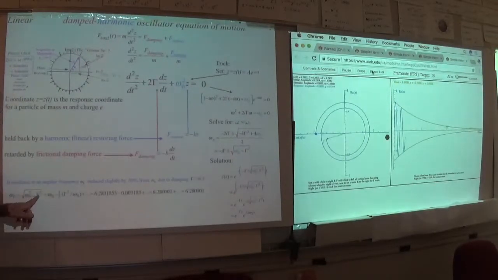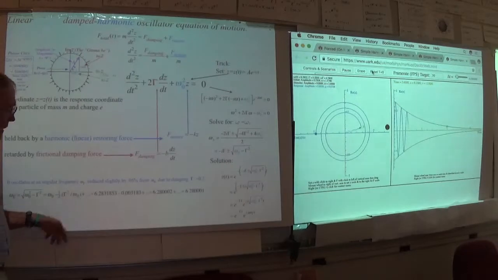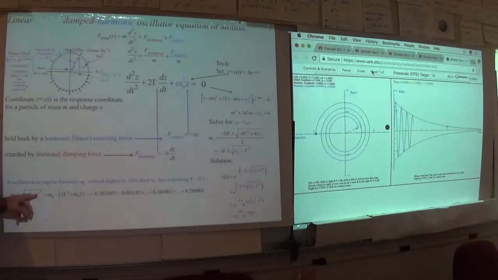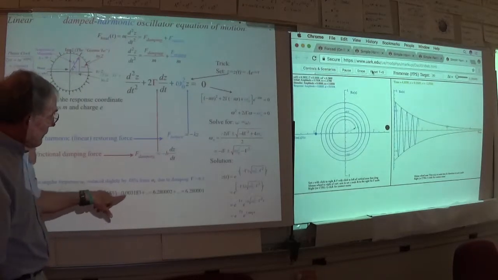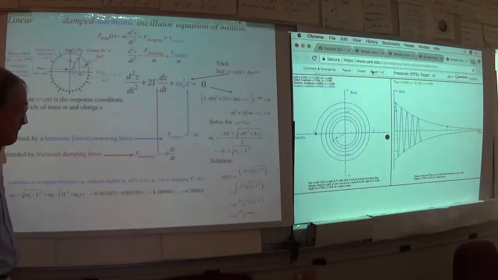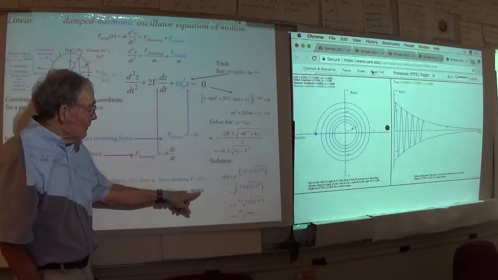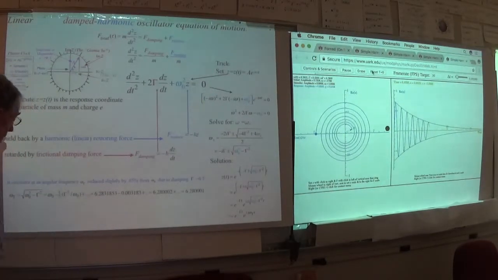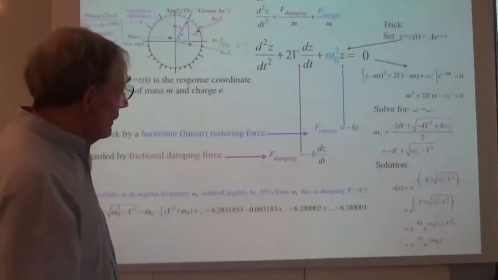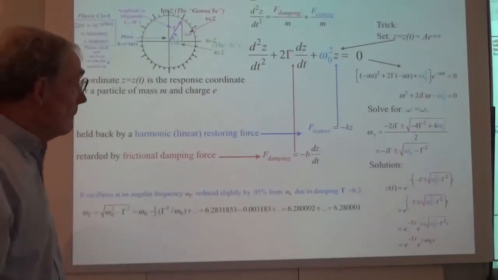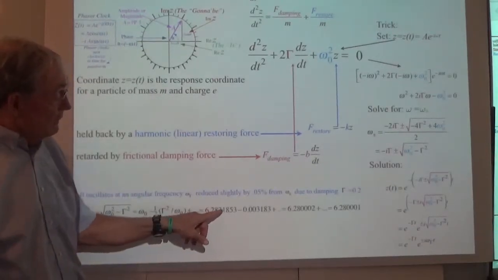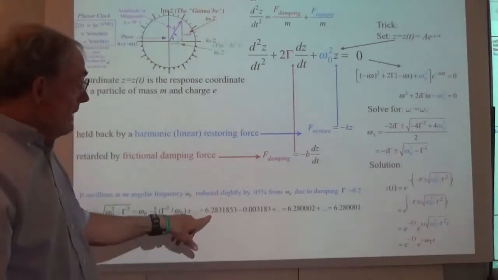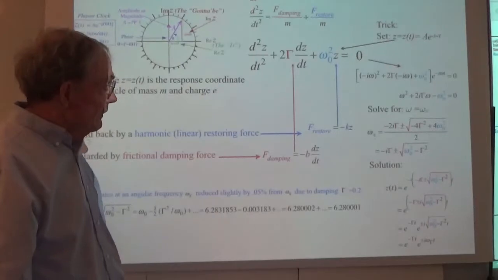But as far as the frequency, if you just do a binomial expansion here, you discover that by making gamma equal to 0.2, and of course it's 0.2 squared, so that makes it a little smaller number that's being subtracted, but still, it changes you in the third place here. That's not very much. You end up with 6.28000 instead of 6.283185, which is 2 pi for our frequency of one rotation. That's 2 pi per second. So we're talking about 6.283185 radians per second, and we've just taken off something in the third place.